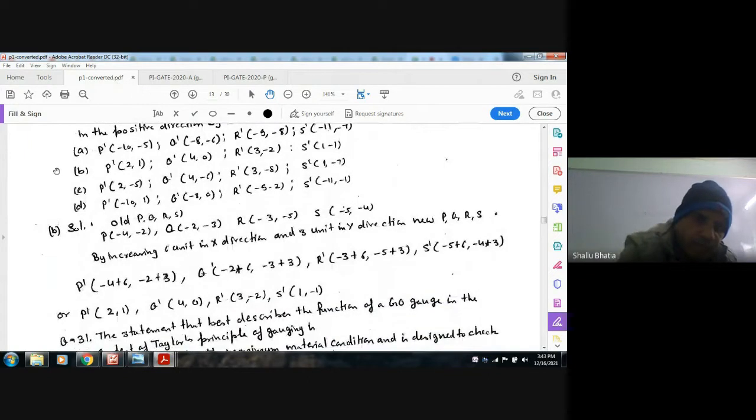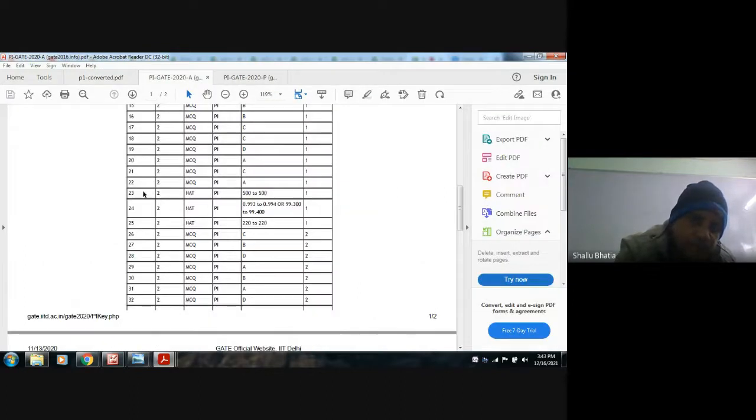So adding by increasing the x by 6 units and y by 3 units. So minus 4 plus 6, minus 2 plus 3, then minus 3 plus 6, minus 3 plus 3. We get option B as the right answer. Okay, so question number 30. Next question.